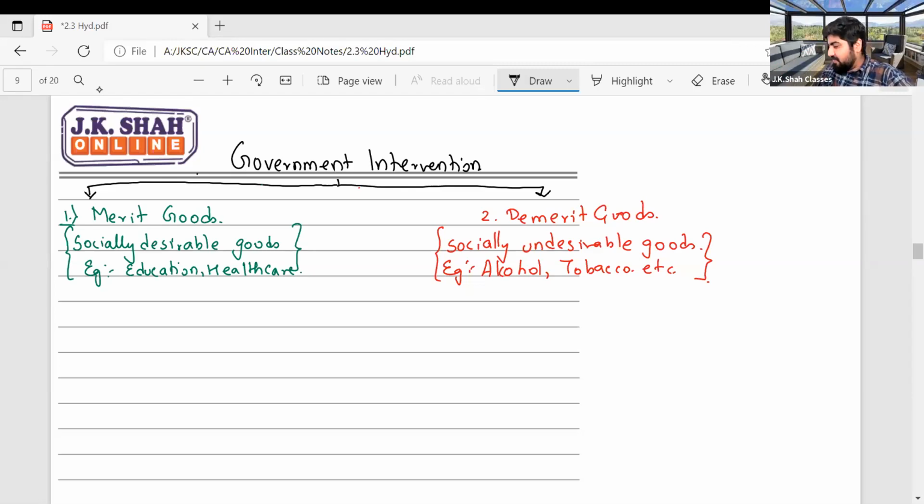Yes, correct. So friends, in case of merit goods, government will have to intervene. But when the government intervenes, what will the government do? Government will give subsidies, no? No. Government will start providing the services by itself. Okay, how? Let's talk about that.